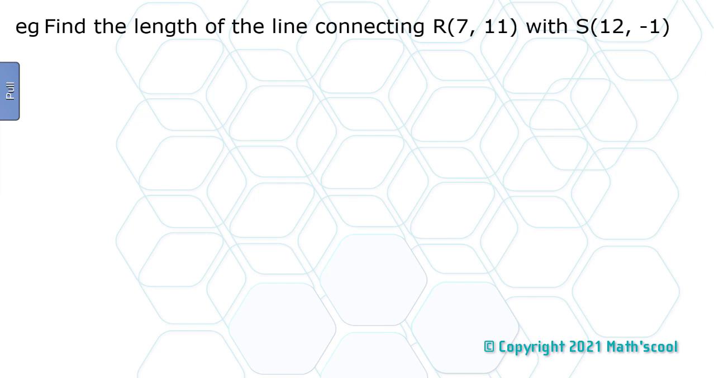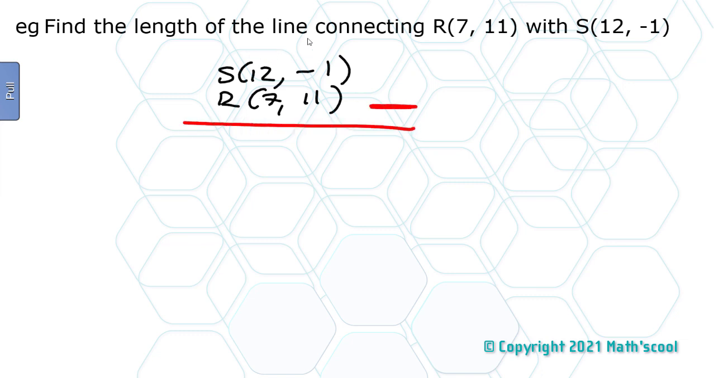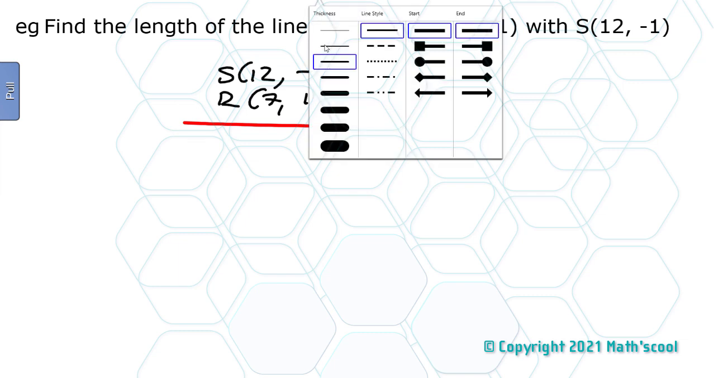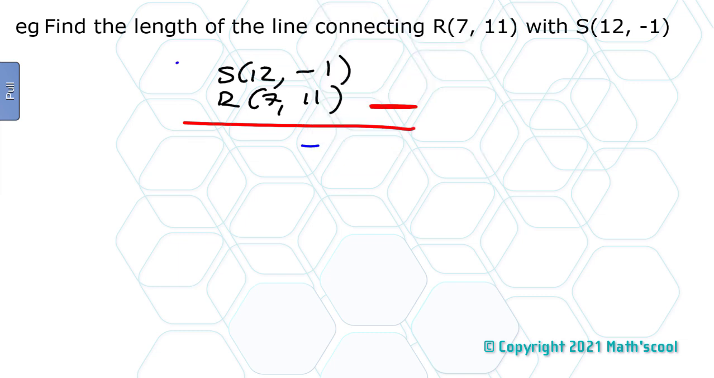So similar question, using exactly the same method. Let's write them one underneath each other. S is 12, minus 1, R is 7, 11, and we are going to subtract them. So minus 1 subtract 11 is minus 12. 12 subtract 7 is 5.